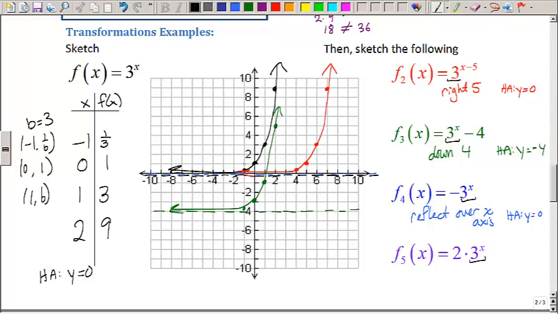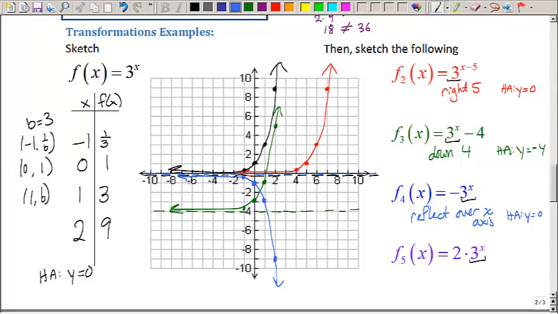So my first point was at negative 1, 1/3. When I reflect that over the x-axis, I get negative 1, negative 1/3. When I reflect 0, 1 over the x-axis, I get 0, negative 1. 1, 3 reflected gets me 1, negative 3. 2, 9 reflected gets me 2, negative 9. I am still approaching the horizontal asymptote at the x-axis. It's just I'm approaching it from the underside instead of the upper side.